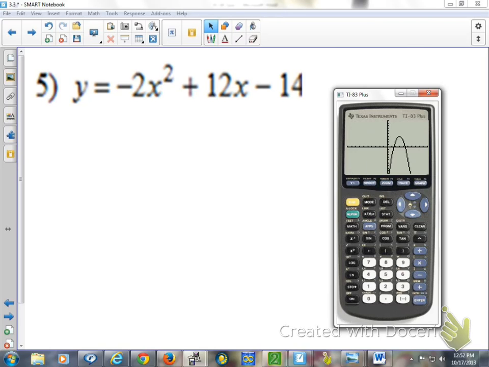How do you get to that? -2x and all that. What do you do after you type it in? Y equals. Then hit graph when you get it all in. What if it's zoomed in there?